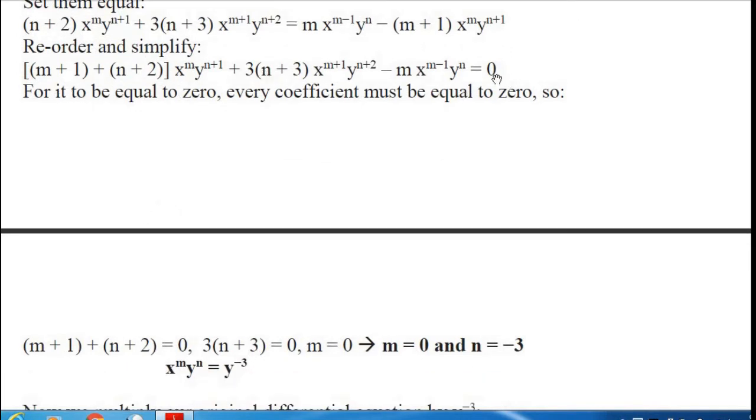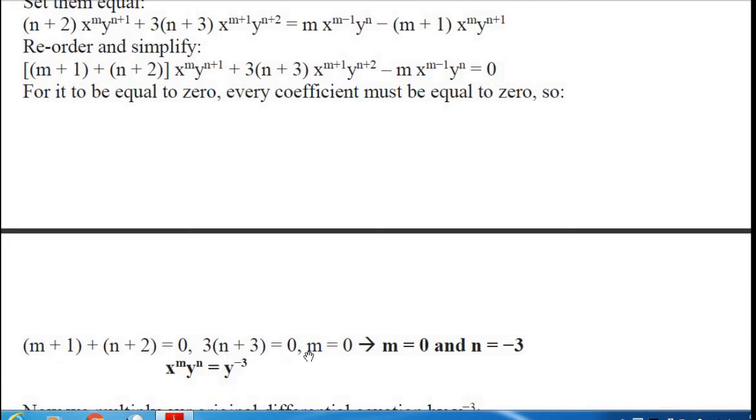Now this is equal to 0, that means the coefficient of each expression in x and y, that is, in the first one, x raised to m, y raised to n plus 1, should be equal to 0. Then the second term, x raised to m plus 1, y raised to n plus 2. Its coefficient is 3 into n plus 3 equal to 0, and lastly m is equal to 0.